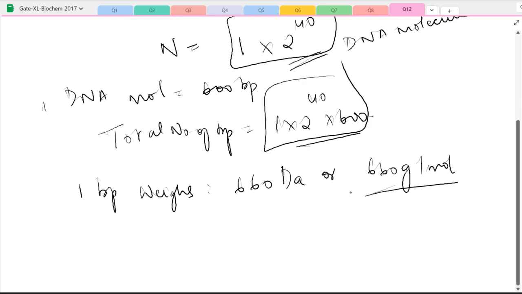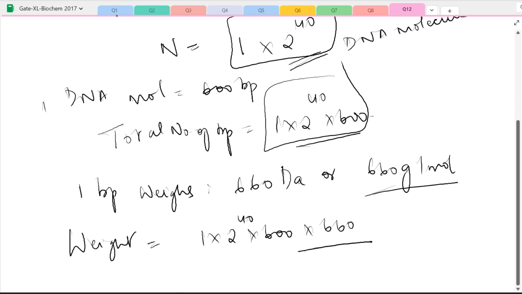However, we have these many base pairs. So how do you now figure out the weight? The weight of the DNA produced after 40 cycles will be equal to 1 × 2^40 × 600 × 660 gram per mole. So 1 mole is equal to Avogadro number, which is 6.022 × 10^23.